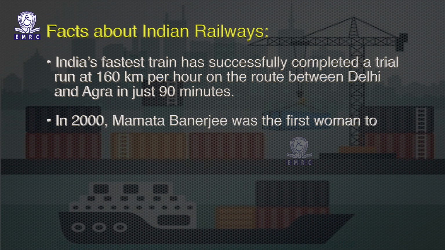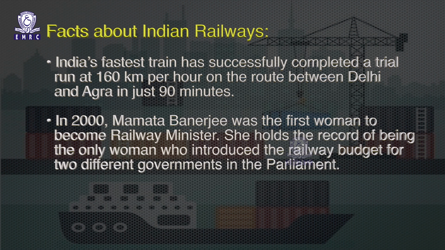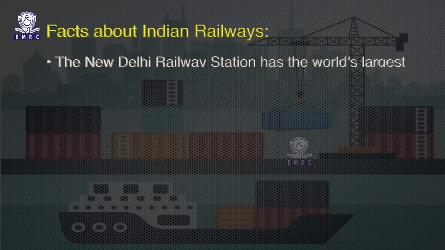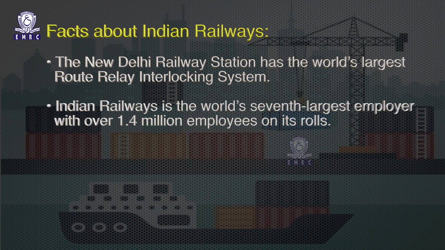In 2000, Mamata Banerjee was the first woman to become railway minister. She holds the record of being the only woman who introduced the railway budget for different governments in the parliament. The Gatiman Express, New Delhi-Agra, is currently the fastest train. New Delhi railway station has the world's largest route relay interlocking system. Indian Railway is the world's 7th largest employer with 1.4 million employees on the rolls.